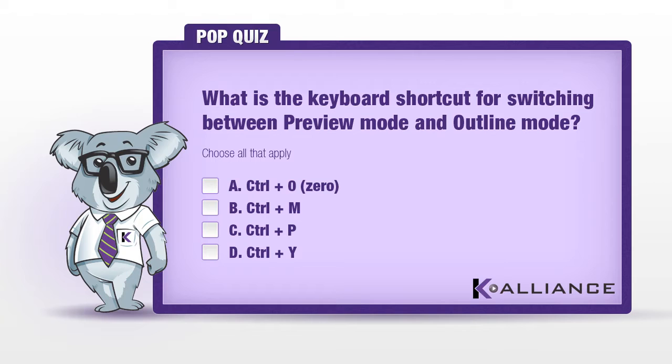So we have our different views, we've got rulers, we've got different zoom options, and it allows us to better interact with our artwork. Okay, so now it's time for a pop quiz. What is the keyboard shortcut for switching between preview mode and outline mode? A, Control-0, B, Control-M, C, Control-P, D, Control-Y.